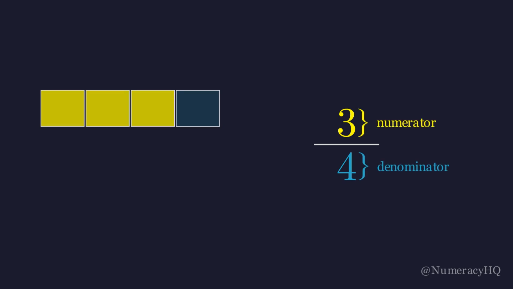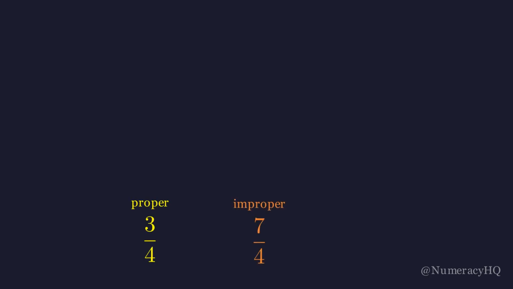Say that out loud a few times until it sticks, because every fraction question you'll ever see is built on these 2 numbers. Fractions come in 3 types. A proper fraction has a numerator smaller than the denominator, like 3/4. Its value is less than 1. An improper fraction has a numerator larger than the denominator, like 7/4. Its value is greater than 1.